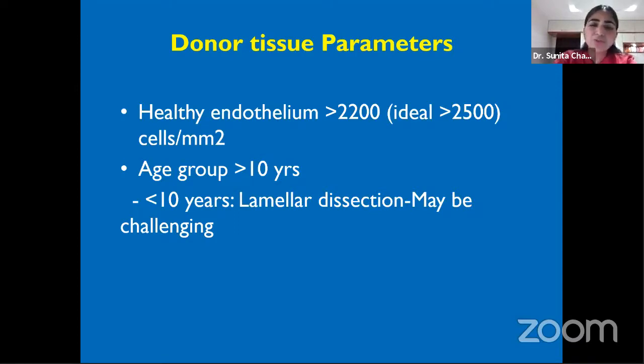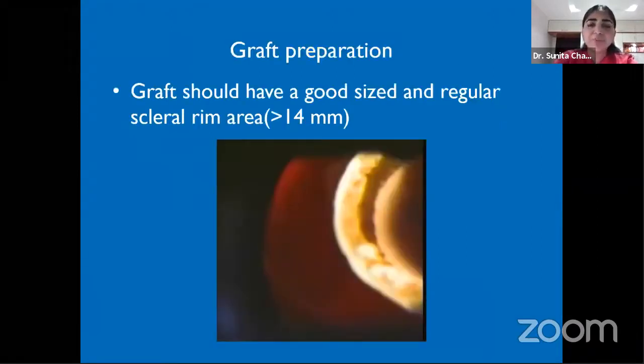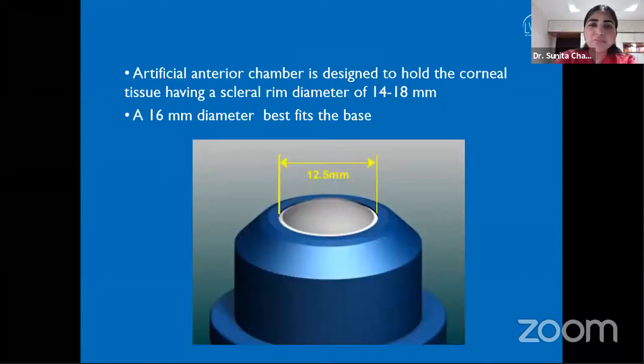Age group for manual dissection, preferably above 10 years, because in less than 10 years, the lamellar dissection may be somewhat difficult. For graft preparation, the rim should be of good size. It should be at least a regular rim of 14 millimeters. This is mainly because the Katena artificial anterior chamber is designed to hold corneal tissue which has a scleral rim diameter of 14 to 18 millimeters. An ideal fit would be somewhere around a 16 millimeter diameter cornea. If the scleral rim is not adequate, fixing the donor cornea becomes difficult, making it difficult to dissect the tissue.